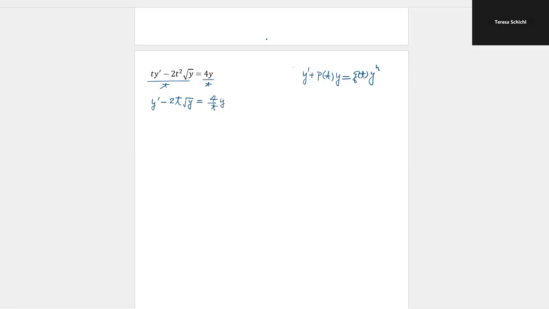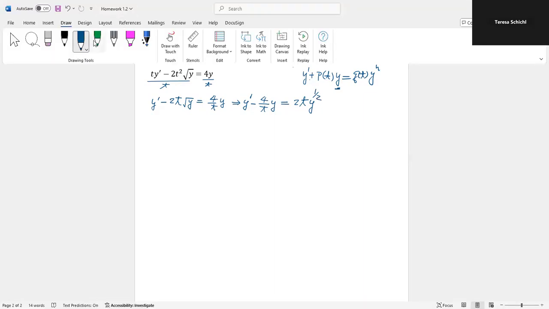For the Bernoulli equation, this is y and this is y to the nth power, so we move the y to this end. We say y prime minus 4 over t times y, then move the others over, so this is 2t times the square root of y. We can change the square root of y to y to the 1/2.